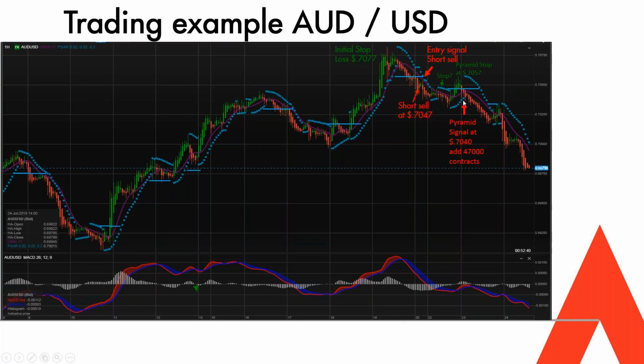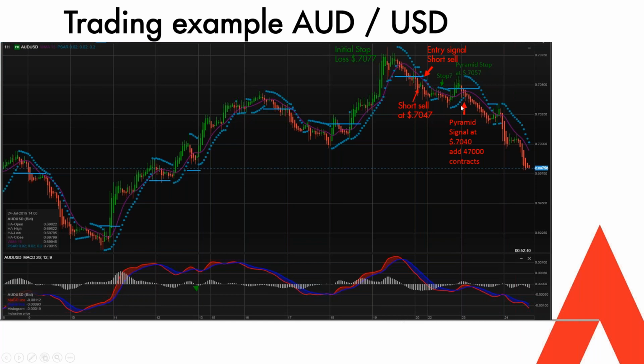But just also highlighting a pyramid signal now where you could add to your position at this point. So the pyramid signal occurs when we get an upturn on the moving average there like that, and we get a close below the moving average, suggesting a resumption of the downtrend.